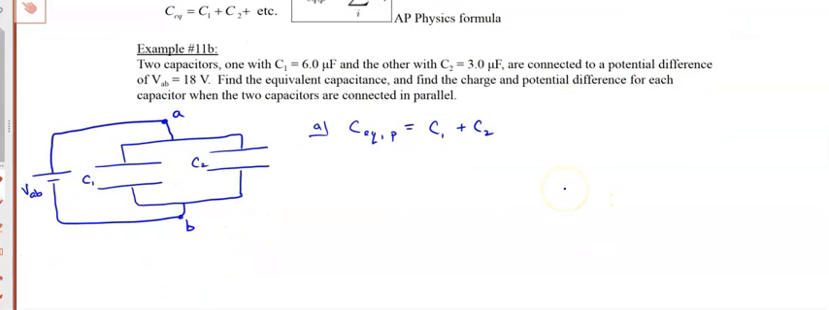So you just take the 6 microfarads capacitance plus the 3 microfarad capacitance and that gets you 9 microfarads of capacitance. That's for part A. Pretty straightforward. When you have capacitors in parallel, you just add the capacitances together.